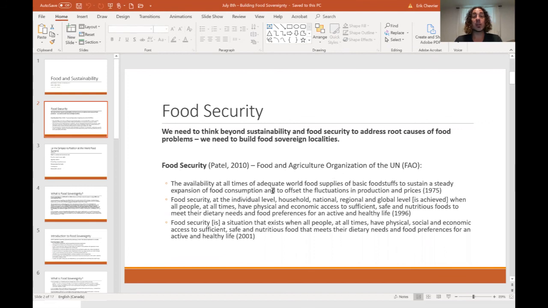So food security has shifted definitions over time, but really looks at access to food, the nutritious content of food, and dietary needs to have an active and healthy life. But pushing the boundaries of this, we also need to challenge certain aspects of our food economy, especially global food trade and other things that are preventing access to food.